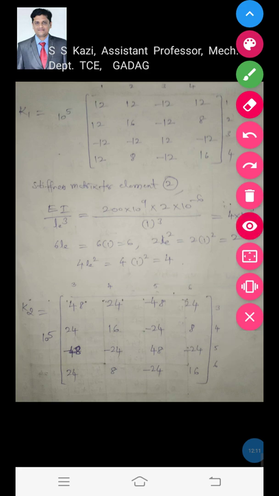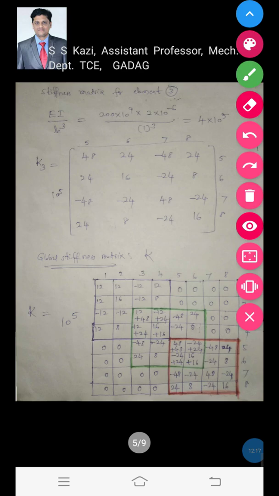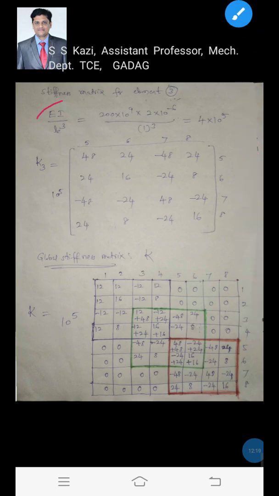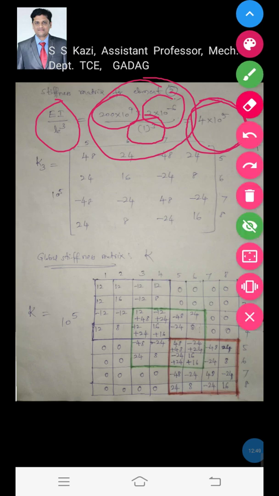Okay, now we want to move on to the next page. We will generate the stiffness matrix for element 3. First you calculate for element 3, EI by LE cube. Young's modulus is 200 into 10 raised to 9 Newton per meter square, the given value. The moment of inertia for element 3 is the same as element 2, 2 into 10 raised to minus 6, and 1 cube I wrote for LE cube. LE, the length of element 3, is also 1 meter only. If you calculate the ratio, then we will get the same as element 2. For element 3, this ratio is 4 into 10 raised to 5, the same as the element 2 value.